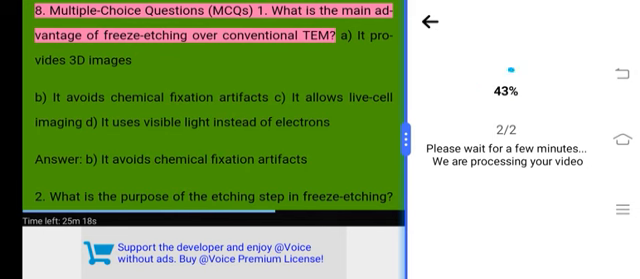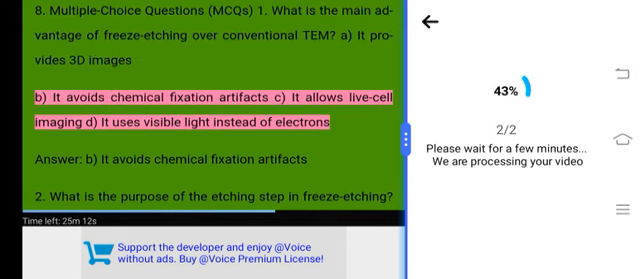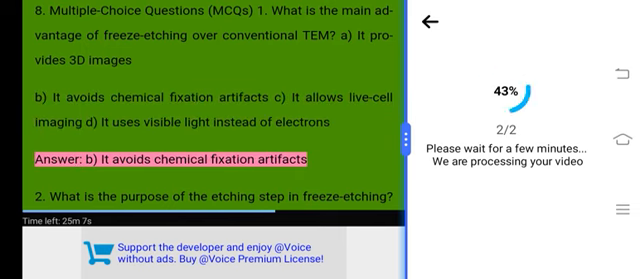What is the main advantage of freeze etching over conventional TEM? A. It provides 3D images. B. It avoids chemical fixation artifacts. C. It allows live cell imaging. D. It uses visible light instead of electrons. Answer: B. It avoids chemical fixation artifacts.